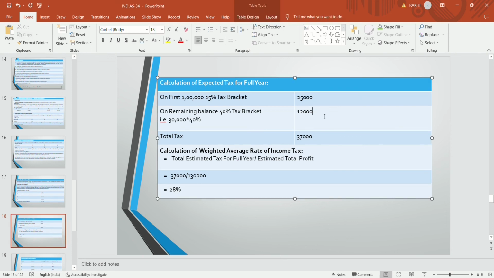30,000 into 40% will give rise to 12,000. So the total tax will be 37,000. Now the calculation of the weighted average rate of income tax, that is, total estimated tax for the full year divided by total estimated profit. So the estimated tax will be 37,000 and the total estimated profit will be 1,30,000. So the weighted average rate of tax will be 28%.